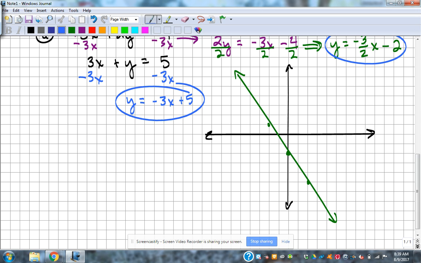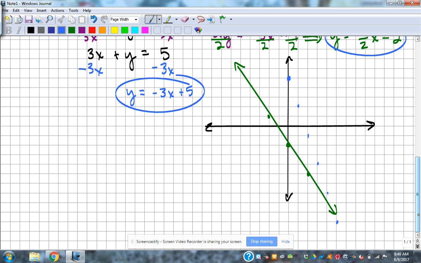The y-intercept for this one would be 5: 1, 2, 3, 4, 5, and a slope of -3 over 1. So I'm going to just keep going down 3 and over 1 until I get somewhere where it looks like these are going to cross. And maybe I've gotten there. Yeah, I did.